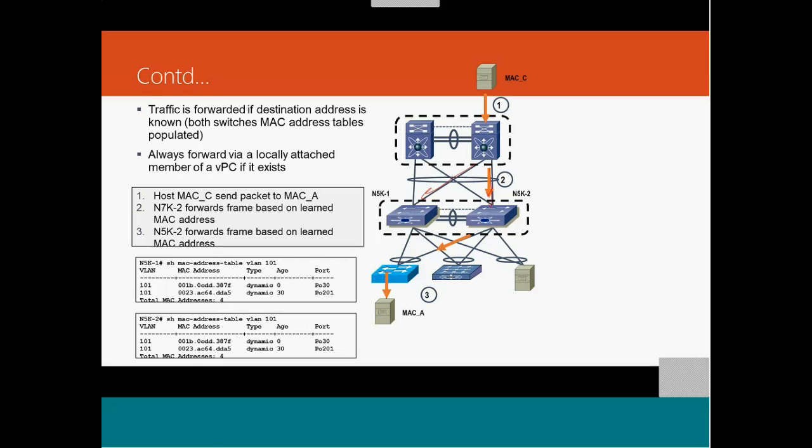And then N5K2 forwards the frame across because it also has the MAC address of MAC A, and it just forwards it across to the Nexus 2K over the FEX and then towards the host. So it is not necessary that the reverse path chooses the same link which was used for sending the packet.